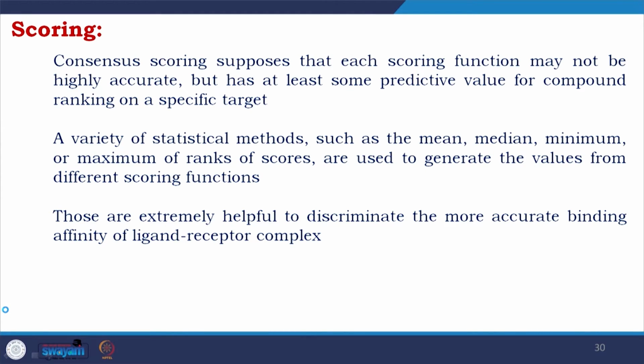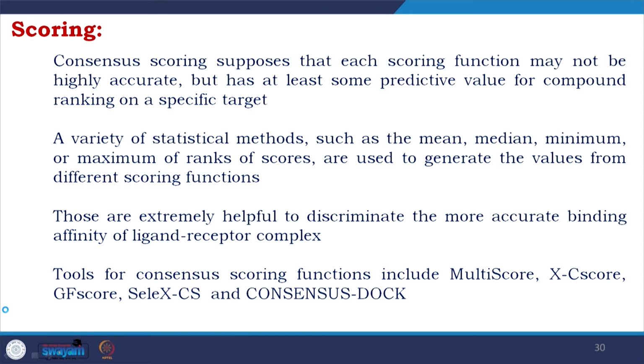Consensus scoring supposes that each scoring function may not be highly accurate, but has at least some predictive value for compound ranking on a specific target. A variety of statistical methods such as mean, median, minimum or maximum of ranks of scores are used to generate the values from different scoring functions. Those are extremely helpful to discriminate the more accurate binding affinity of ligand receptor complexes. Tools for consensus scoring functions include multi-score, X-score, GF-score, select CS and consensus doc.